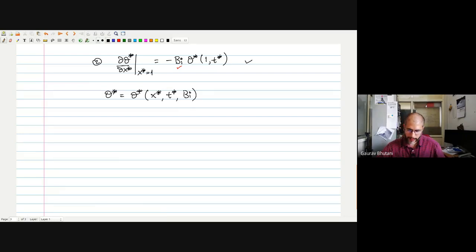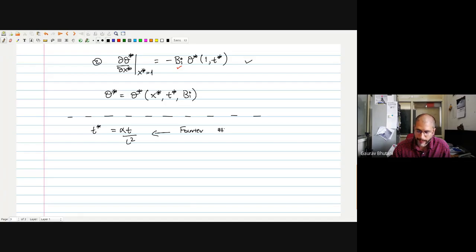So now we have obtained a quantity. Before I actually move on to the solution of this equation, let's take T star. Okay, so this T star that we have got, which is t upon L square by alpha, or alpha t by L square, this actually has a name. It's called the Fourier number.